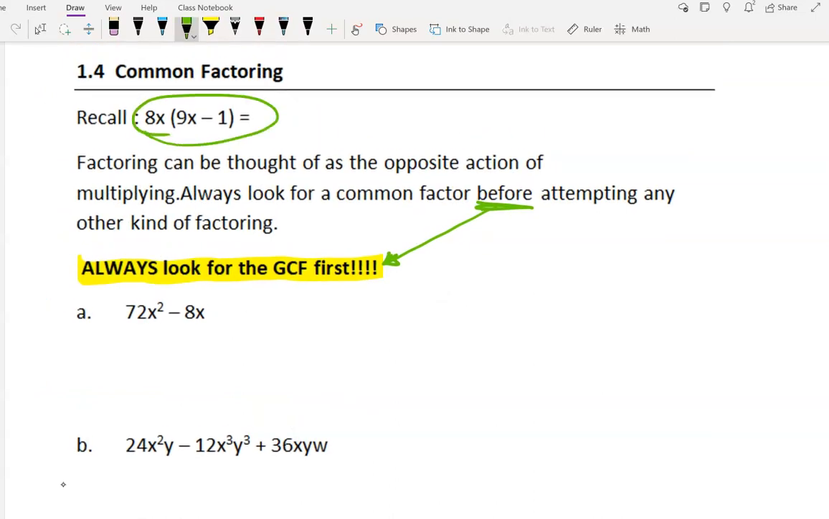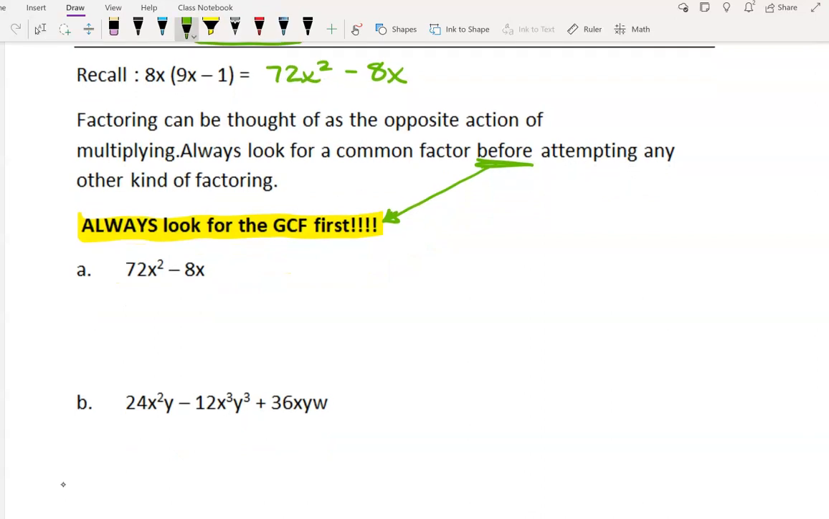This is what we started the year with, multiplying. You would say 8x times 9x is 72x squared, and 8x times negative 1 is negative 8x. Now look at that. That's what we have written here. So what are we supposed to do with that? Well, the topic here is factoring. We are supposed to factor.